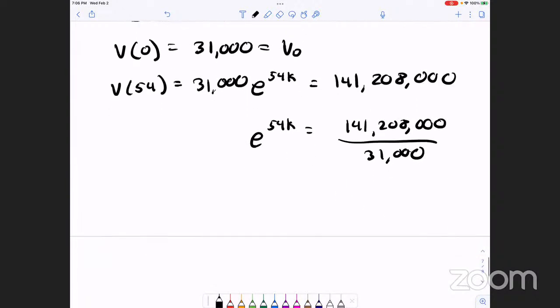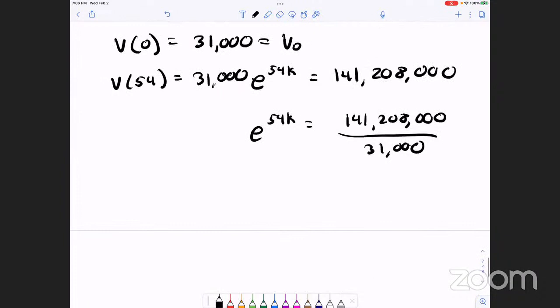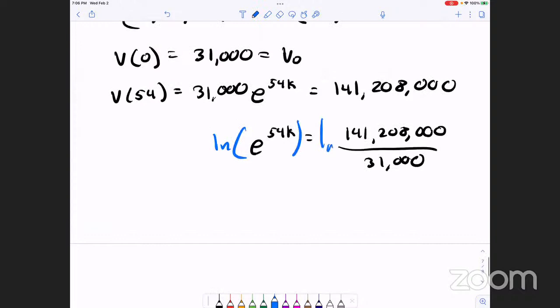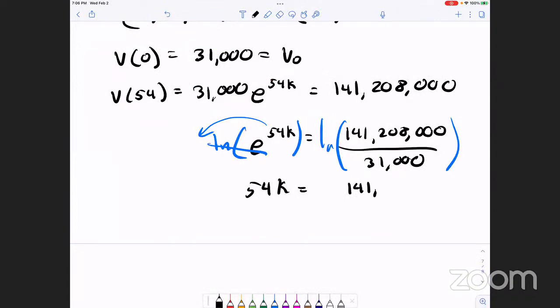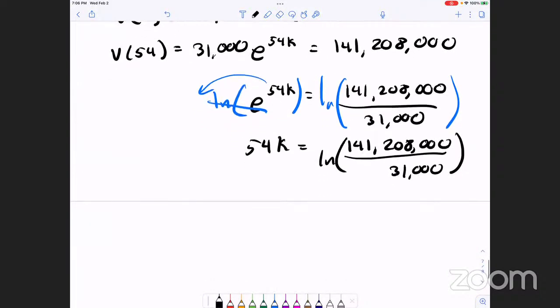Now, to get those expressions out of the exponent, we take the natural log on both sides. So natural log of this, we're going to take the natural log of this. These cancel, and that comes out of the exponent when we do that. All right. So then on the left, we're going to have 54k. On the right, we have the natural log of 141,208,123 divided by 31,123. We're just letting that persist. And then we say that entire expression divided by 54.